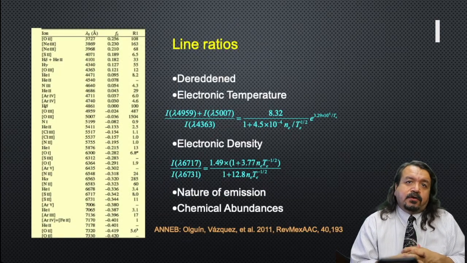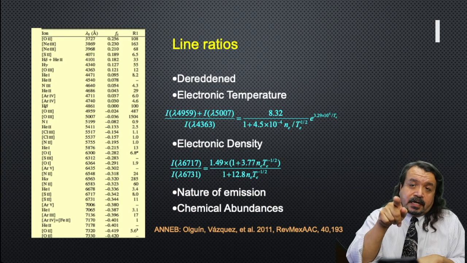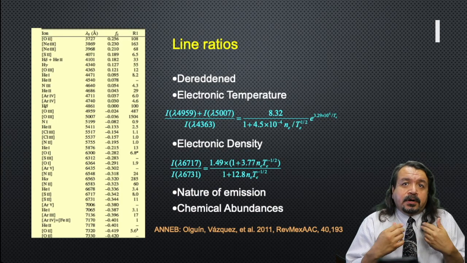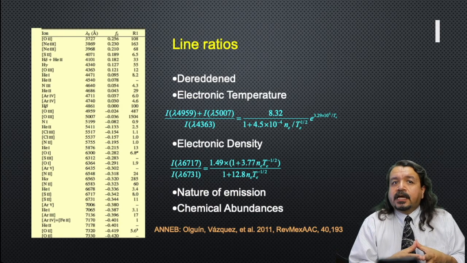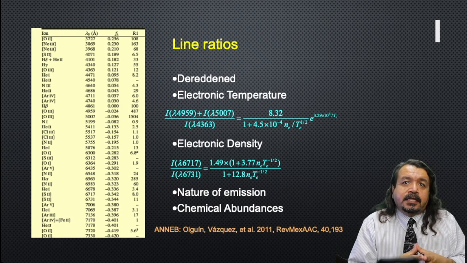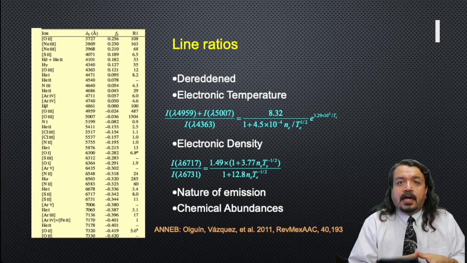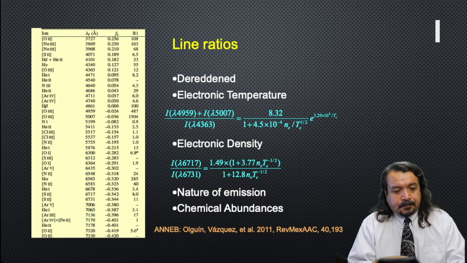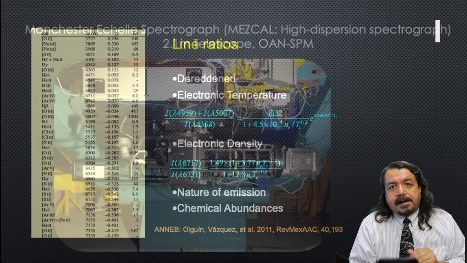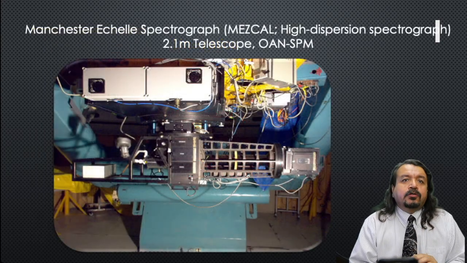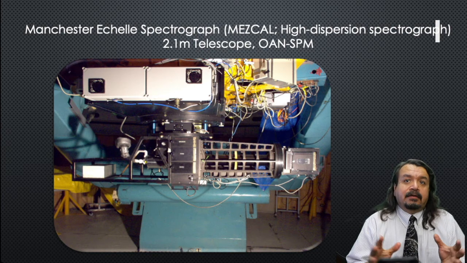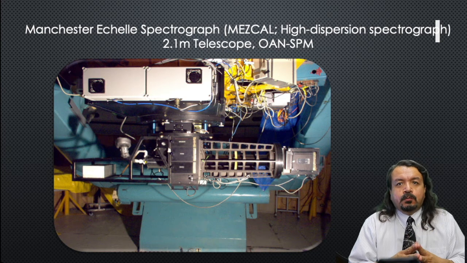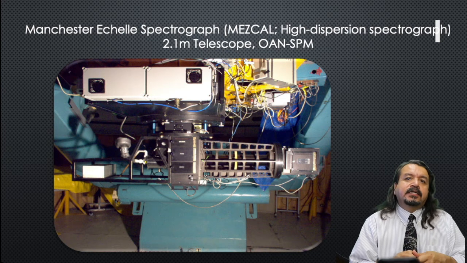Then we measure the fluxes, like in this table. And with the ratio of these fluxes, we determine physical properties such as temperature and electron density, the nature of the emission, or even chemical abundances. However, we're going to use data from the Manchester Echelle spectrograph called MES, which is a different, very high dispersion spectrograph, also on the 2.1 meter telescope in San Pedro Martir.